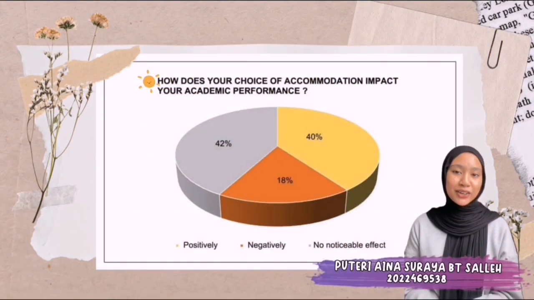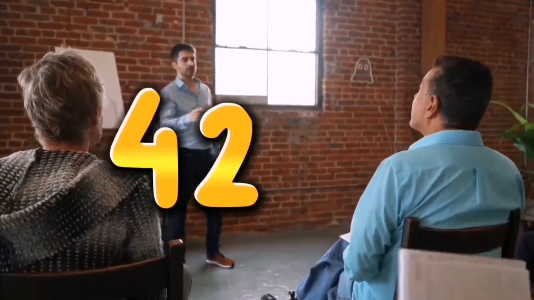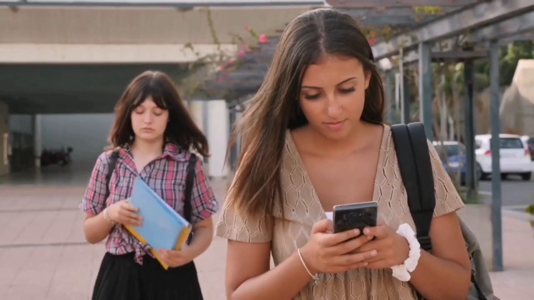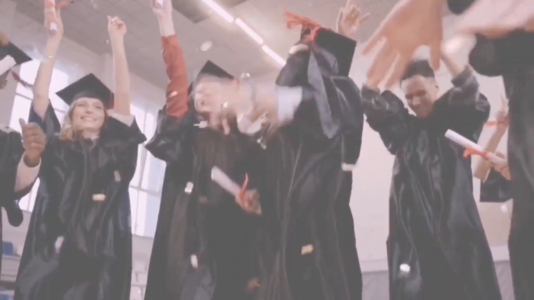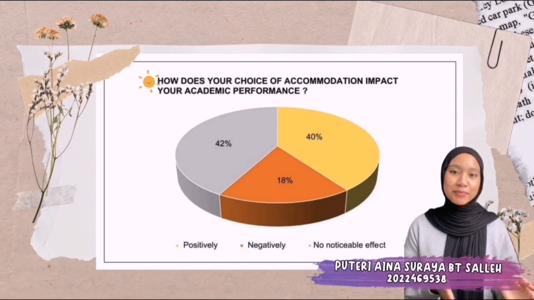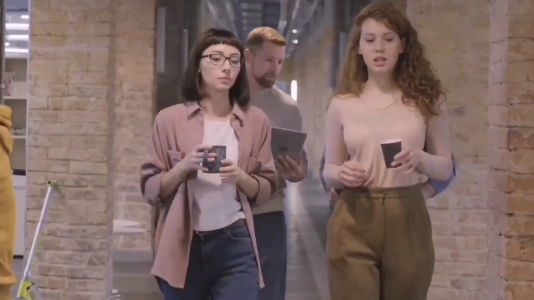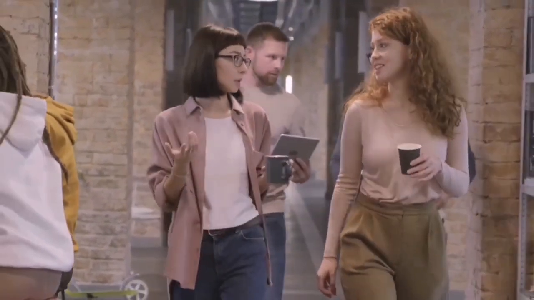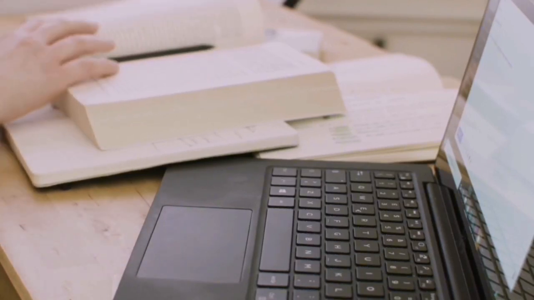For question 6, how does the choice of accommodation impact their academic performance? There are 40% who chose no noticeable effect on their academic performance. This really proves that whatever their living situation, it doesn't significantly impact their study habits. Next, 40 students voted that there was a positive impact on their academic performance. Choosing accommodation that offers a comfortable and study-friendly environment can have a significant effect on their academic achievement. So, it will help students to concentrate more on their academics when they live in a peaceful environment.